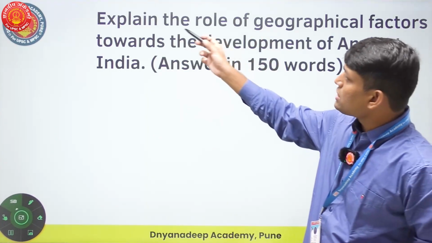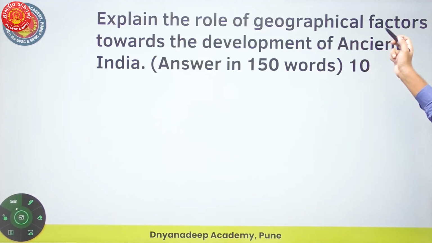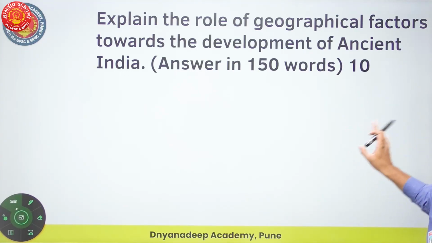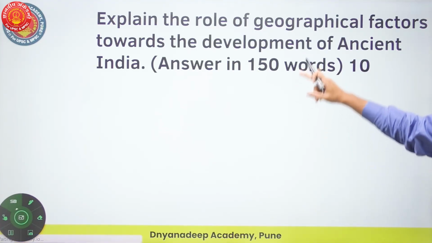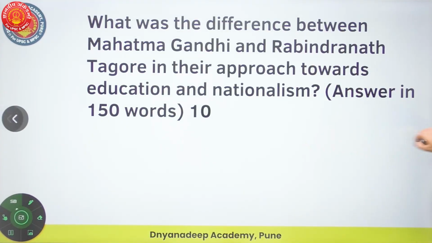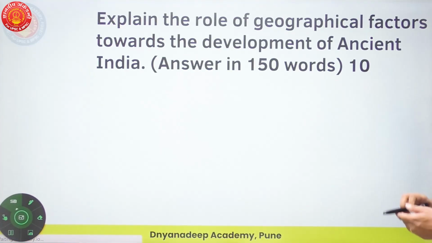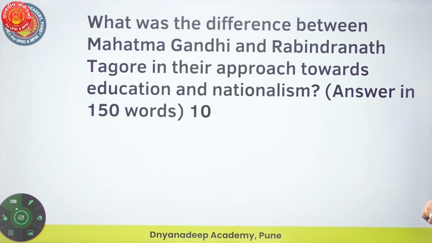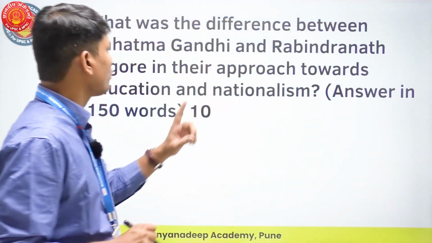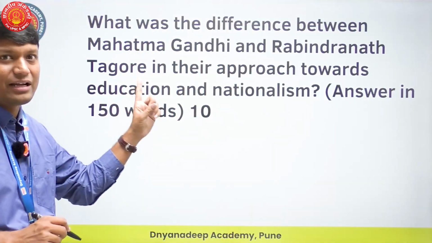Now, what this question is asking is to explain the role of geographical factors towards the development of ancient India. Doable question tha, theek hai, provided you have read that fundamental part. Moving next, it is asking about Modern India. What was the difference between Mahatma Gandhi and Rabindranath Tagore in their approach towards education and nationalism?